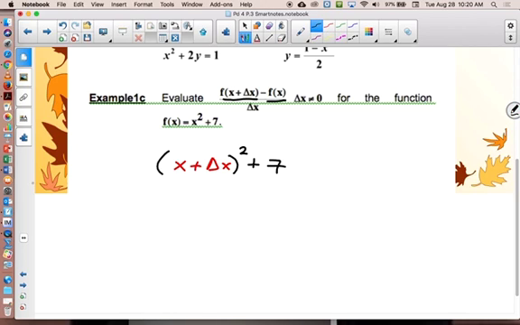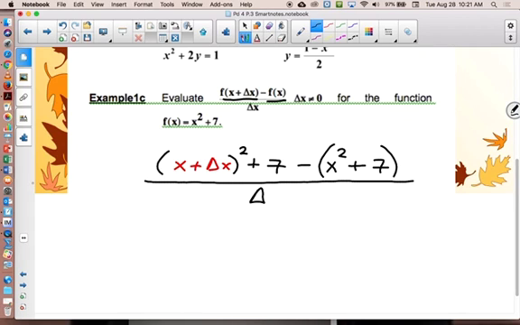Then it says now subtract f of x. So I'm going to subtract f of x and I'm going to write it wrong and you tell me why it's wrong. Yeah, it needs to be in parentheses. And then all over delta x. That's called the difference quotient. We're going to need it because it leads us right into what a derivative is. So we'll be doing some difference quotients.